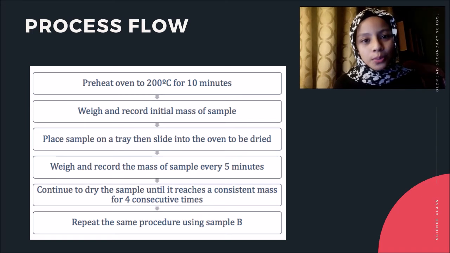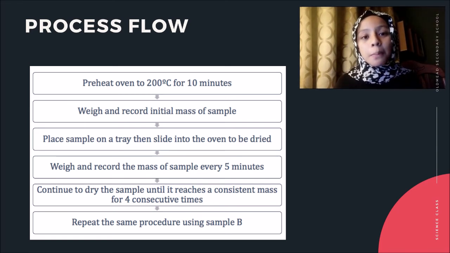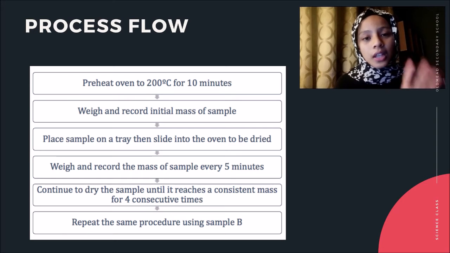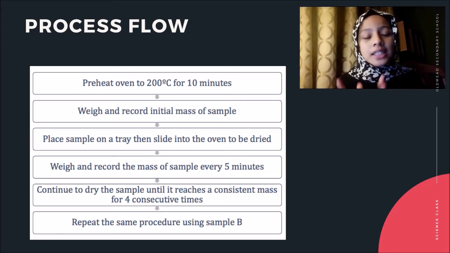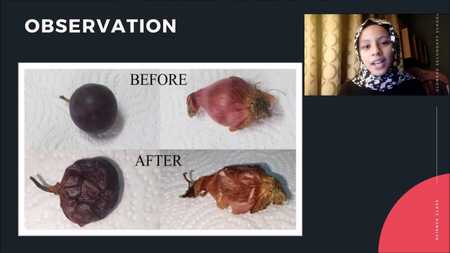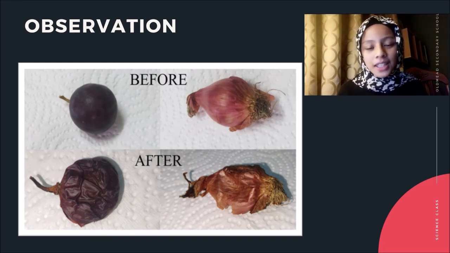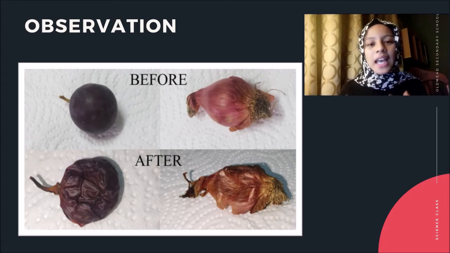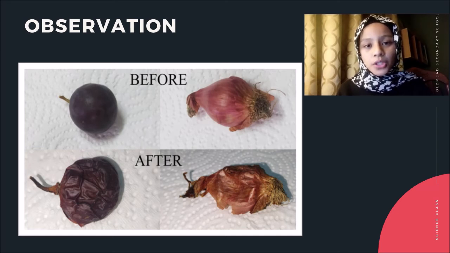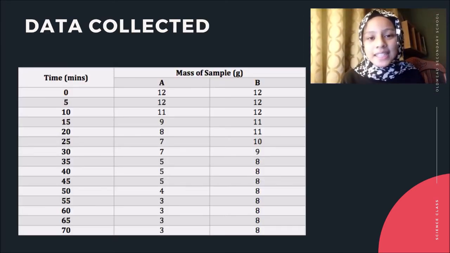The sample continues to be dried until it reaches a consistent mass for 4 consecutive times. And last but not least, just repeat the same procedure with the next sample, in this case, sample B. Now, shown are the before and after pictures of sample A and sample B. It can be observed that both samples have a wrinkly and shrunken appearance as a result of being dehydrated of their moisture. Lastly, this is a table of the data collected every 5 minutes, which will be further discussed by another group member.